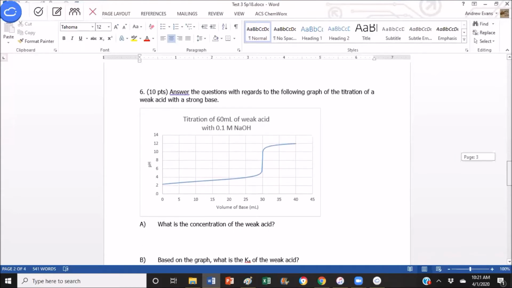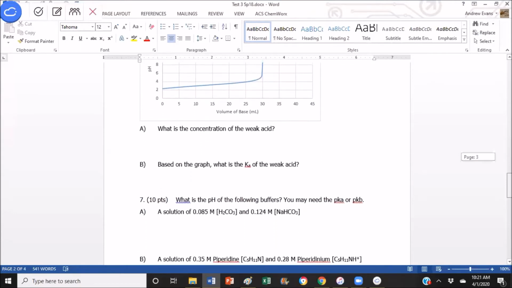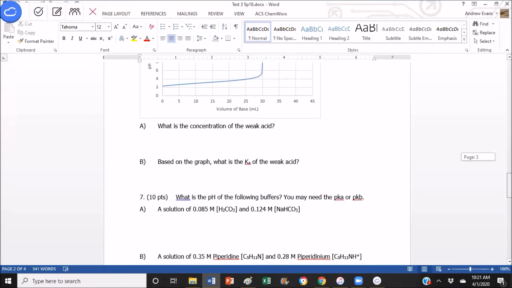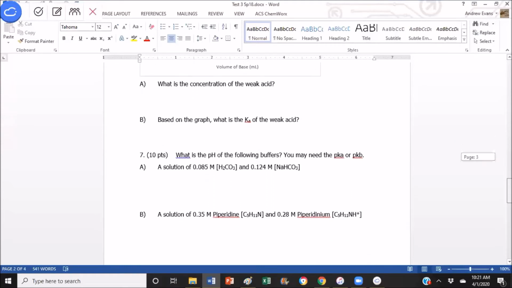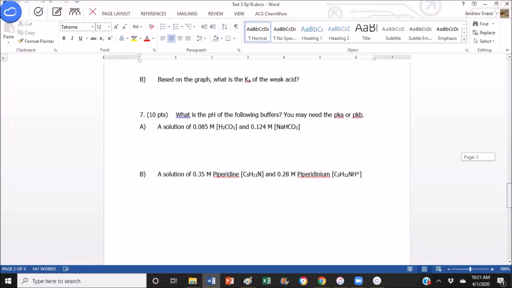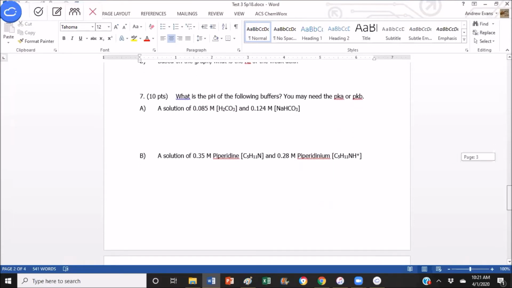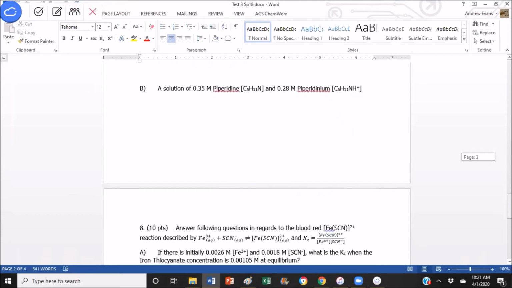Answer questions on this graph, titration of 60 mL of a weak acid with a base. So what is the concentration? Then what is the Ka? What is the pH of the following buffers? You may need the pKa or pKb, so you'll have to look those up. Solution of this. Solution of this.